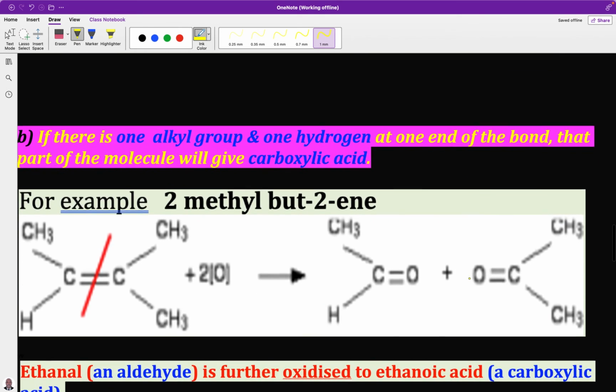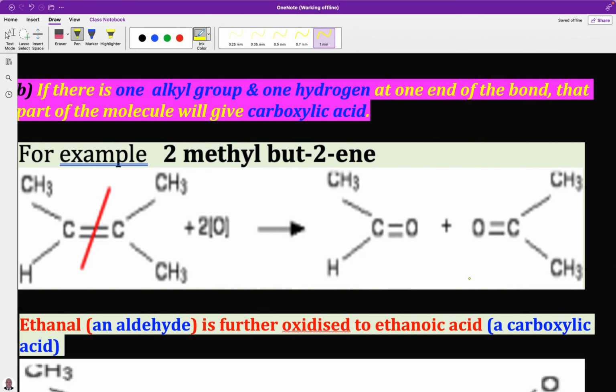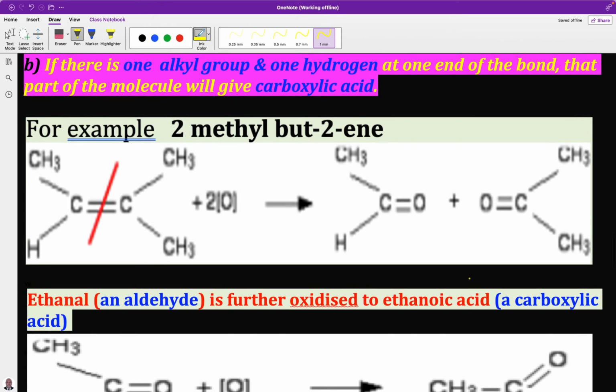Condition number 2: if there is one alkyl group and one hydrogen at one end of the bond, that part of the molecule will give a carboxylic acid. How does it happen? Our example is 2-methylbutene. Under this harsh condition, the carbon-carbon double bond will split. When it splits, oxygen provided by the oxidizing agent will attach itself there. And the products formed will be ethanal and propanone.